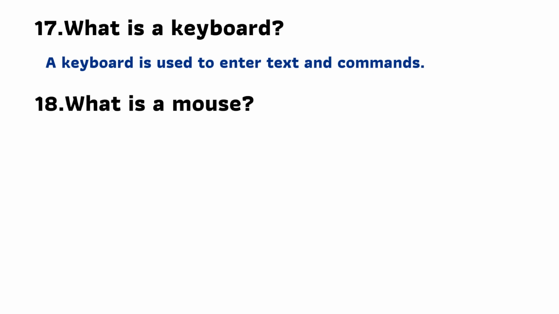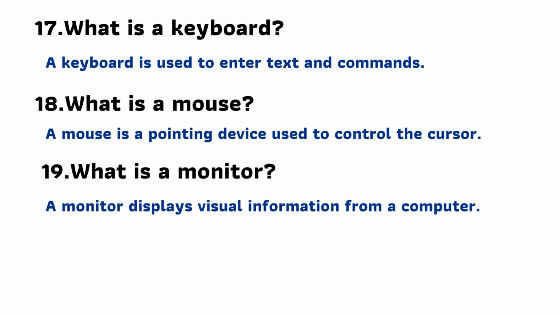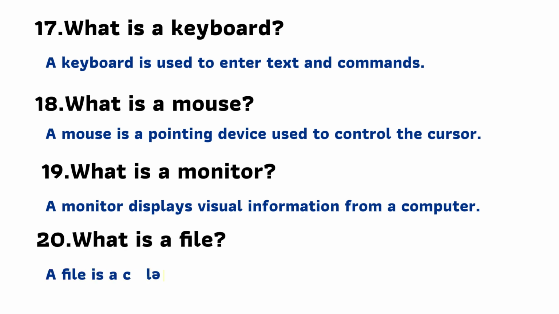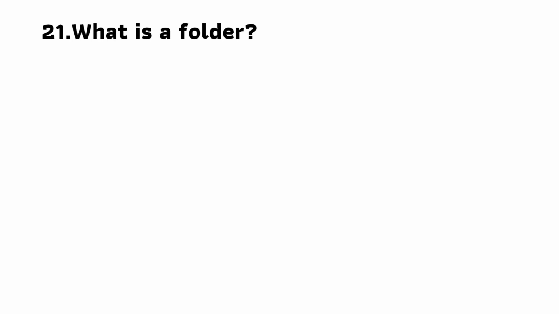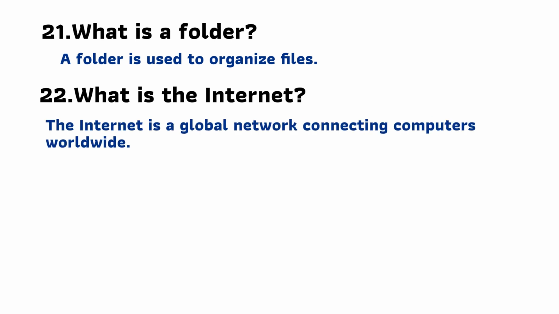What is a mouse? A mouse is a pointing device used to control the cursor. What is a monitor? A monitor displays visual information from a computer. What is a file? A file is a collection of stored information. What is a folder? A folder is used to organize files. What is the internet? The internet is a global network connecting computers worldwide.